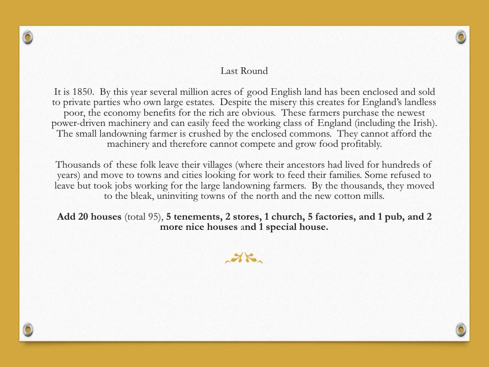So add 20 houses. You should have a total of 95 houses now. 5 tenements, 2 stores, 1 church, 5 factories, 1 pub, 2 more nice houses, and 1 special house for the richest person. Pause the video until you're ready to move on.